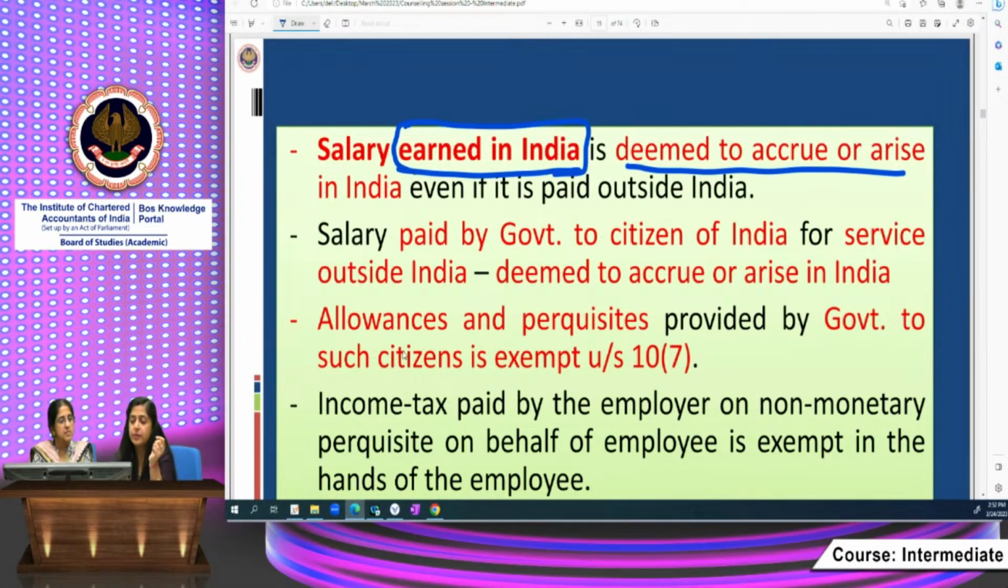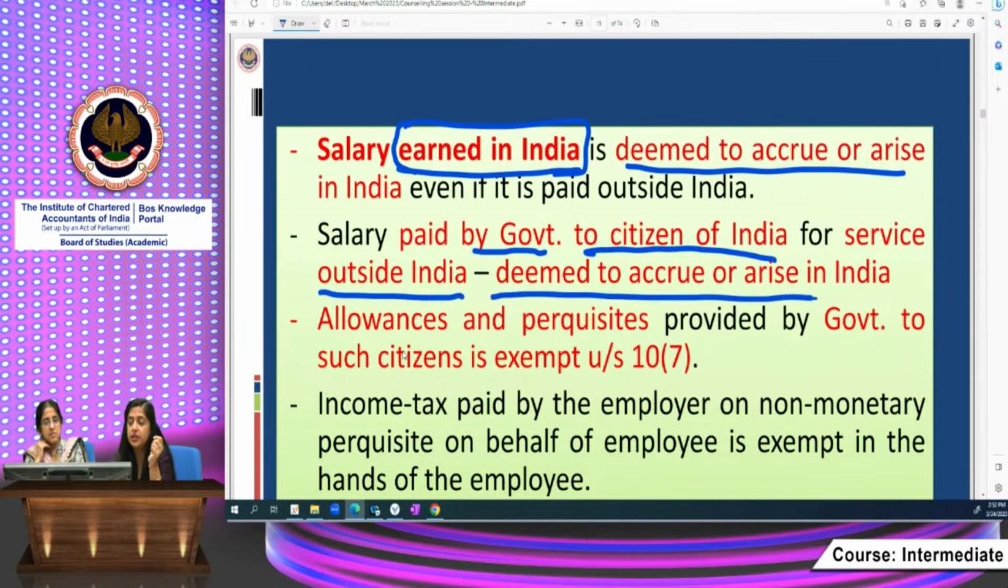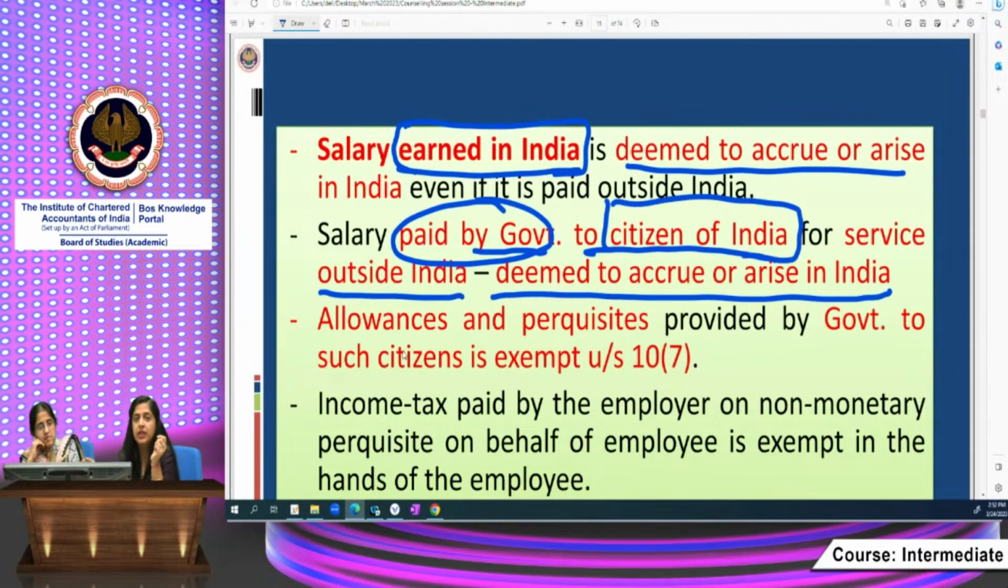And suppose you are a government employee and you have been transferred outside India, and you are a citizen of India. Whatever services you render outside India, the salary paid by the government to you would be deemed to accrue in India, and it will be taxable in India, whether you are resident, non-resident, or RNOR. But the condition is that the salary should be paid by the government and you should be a citizen of India. Then the salary will be deemed to accrue in India.